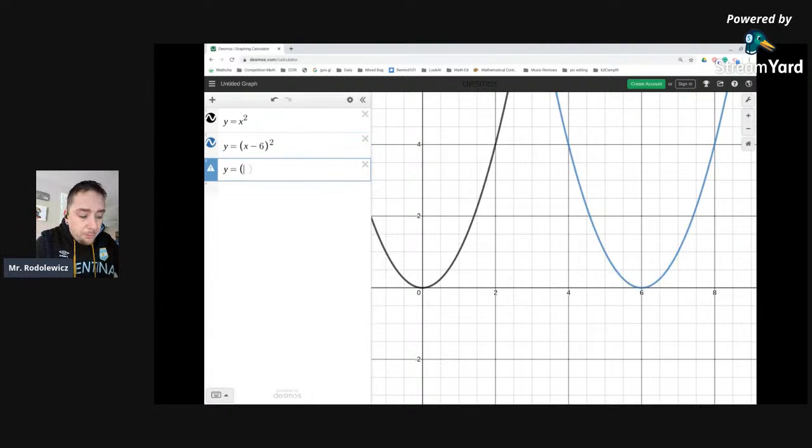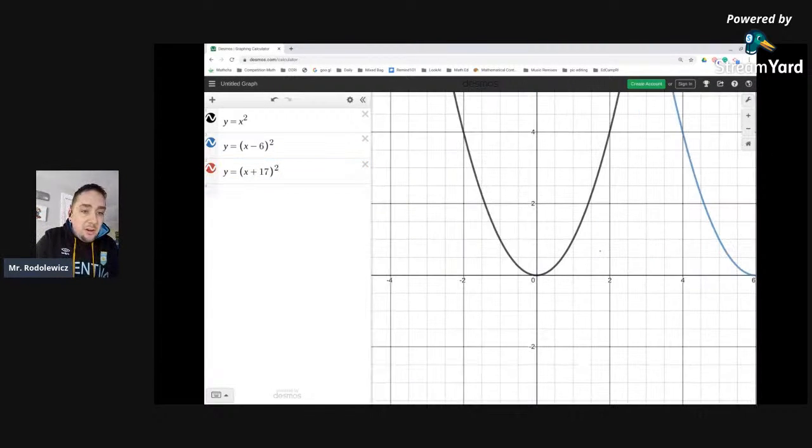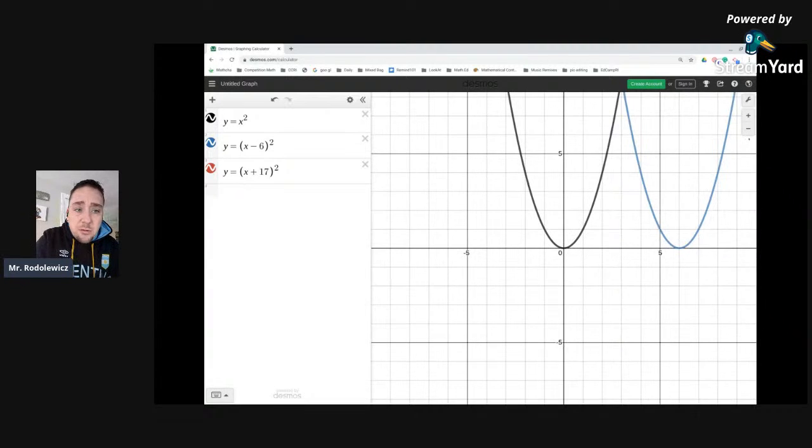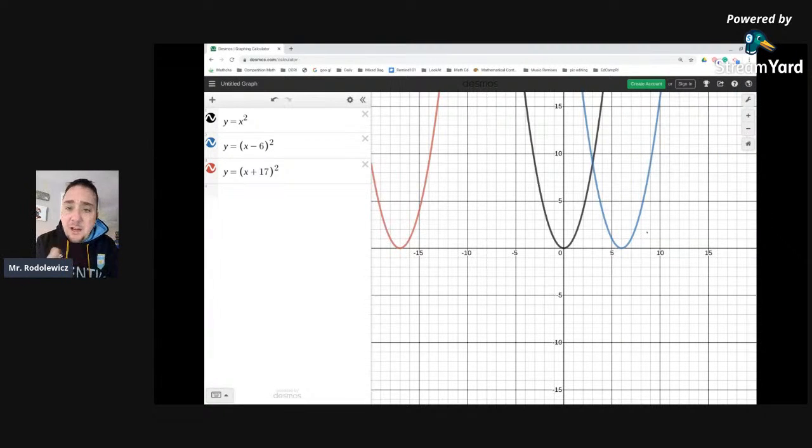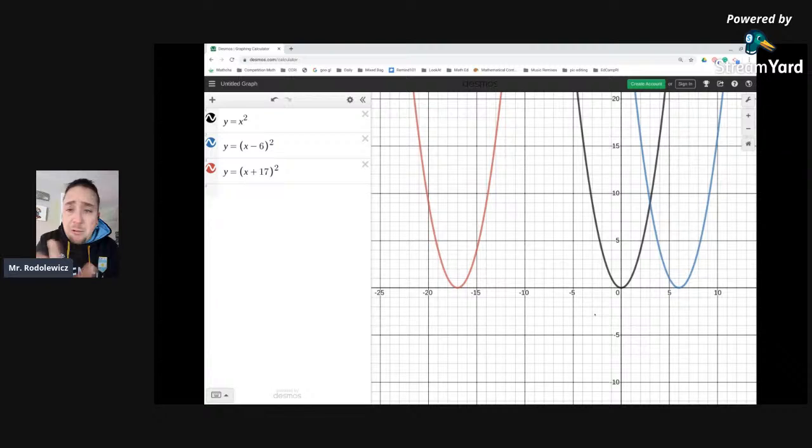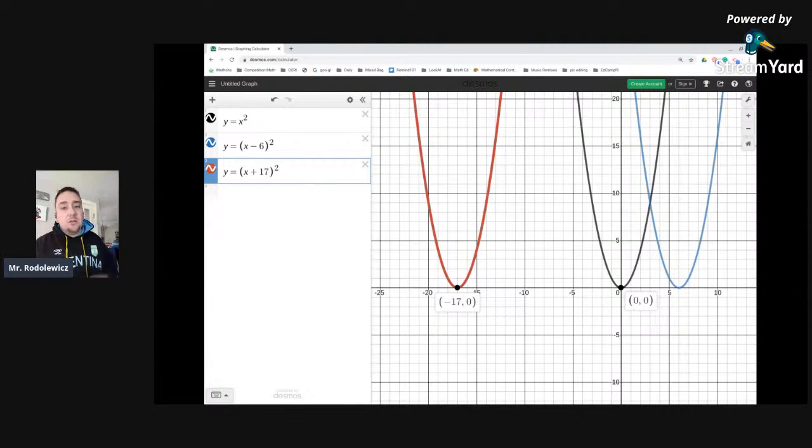Y equals, open up a group, x plus 17. I'll be quite a bit obnoxious. All right, and I'm going to have to go back to my home screen. I'll actually zoom out a little bit here. And again, I talked about yesterday, if we zoom out, how it changes perspective, but it allows me to see the big picture. All right, I can still click on the vertex 0, 0. And by adding 17 inside the group, it shifted it to the left 17 units.